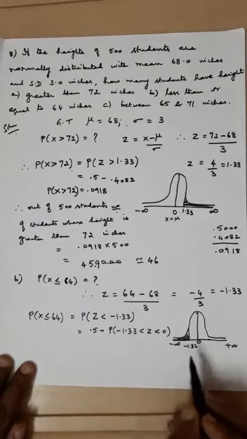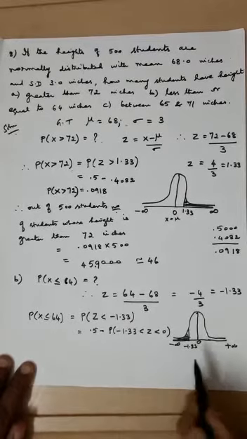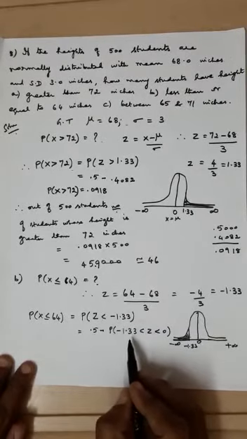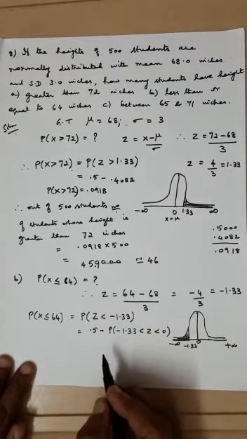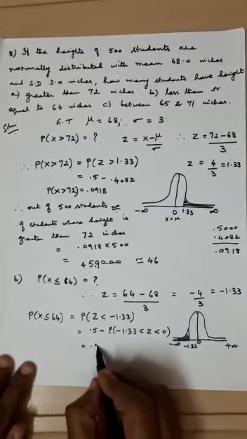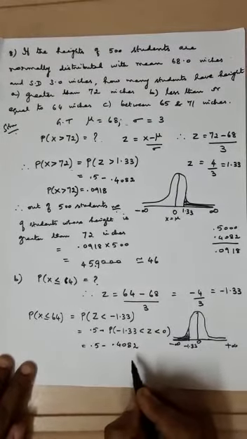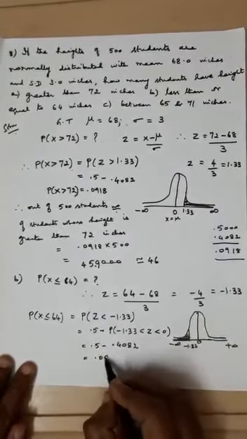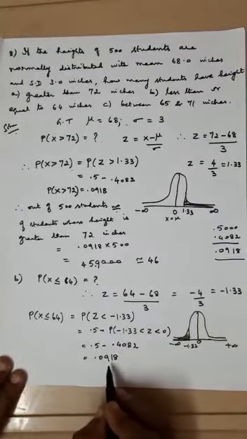But the area from minus 1.33 to 0 or from 0 to 1.33 is by symmetry the same, because you know the curve is symmetric about the mean. So this is nothing but from 0 to plus 1.33. For the previous subdivision we referred to the table and saw the area under 1.33 was 0.4082. So we can substitute the same value. 0.5 minus 0.4082, you will get the same value as last case, 0.0918. So P of X less than or equal to 64 is 0.0918.